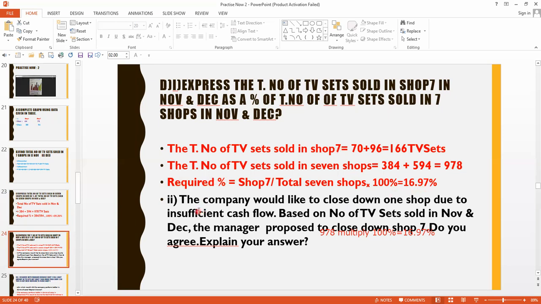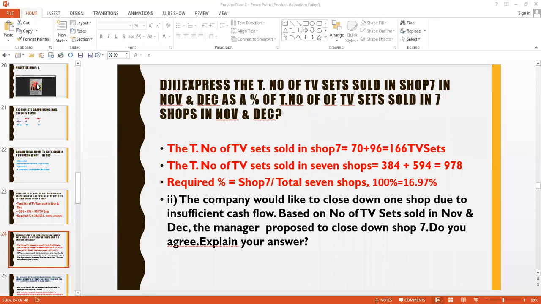Now we come to the second part. They are saying the company would like to close down one shop due to insufficient cash flow. Based on number of TV sets sold in November and December, the manager proposed to close down shop 7. Do you agree? Explain your answer. They have to obviously shut down one shop, and according to the company manager, he suggests that they have to close shop 7.